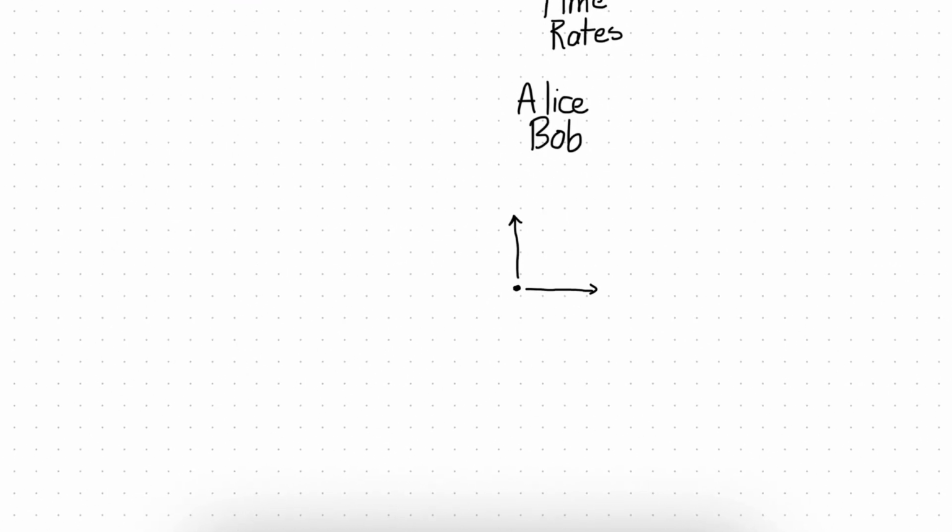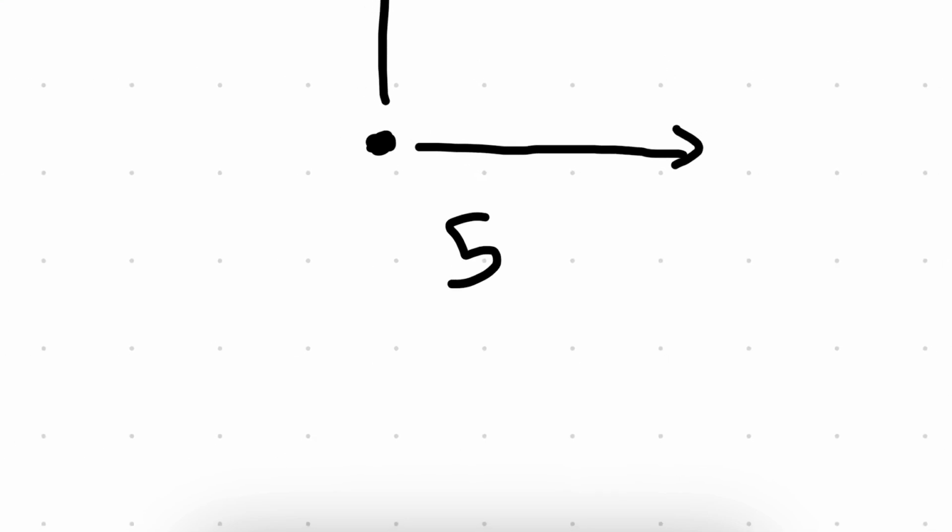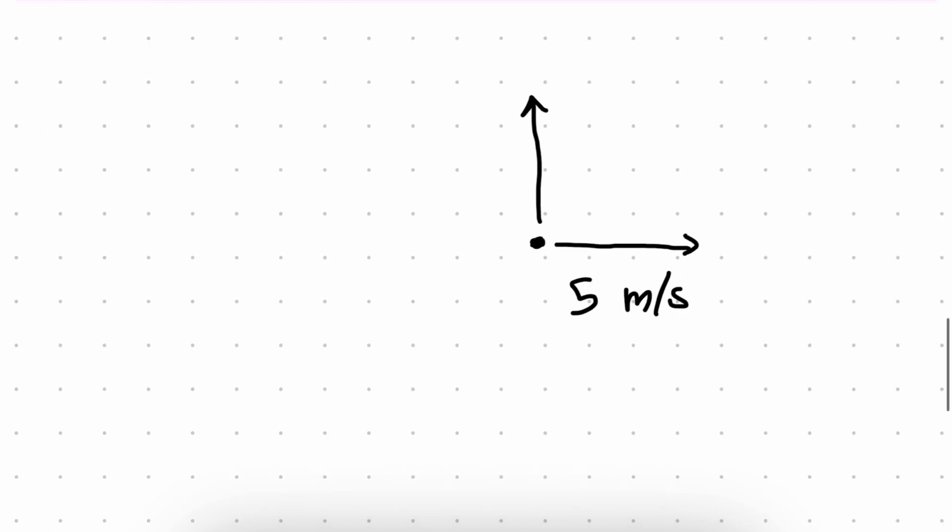So let's say that Alice is moving away from the initial starting point where they used to be at 5 meters per second. Yeah, I know it's very fast. Let's say they're driving a car, and let's say Bob is moving away at 1 meter per second.